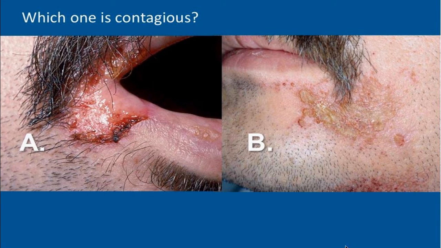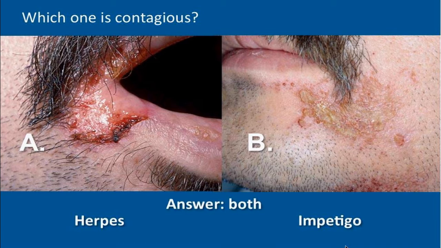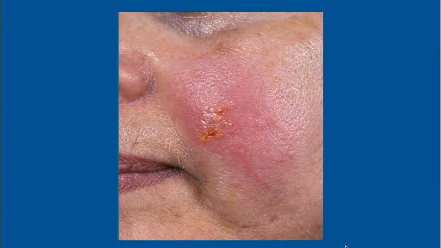So which of these two patients is contagious? You go over to your boyfriend's house at night and you see this rash on his face. Which of these would you be okay kissing and which would you not? So that's the question. And in this case, it's a trick question. These are both contagious. On the left, you have herpes, and on the right, you have impetigo, both contagious. So in this case, hold off. Don't kiss your boyfriend that night. Give it a week.